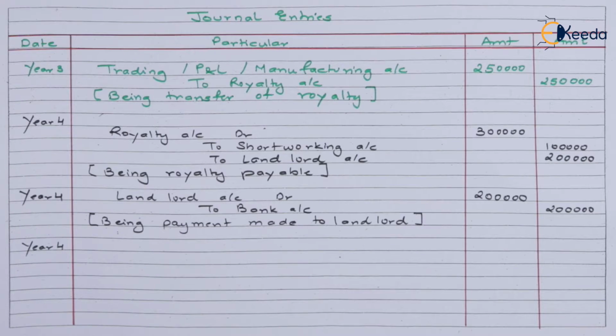Now the next entry will be transfer of royalty. Once the payment of rent is done, royalty has to be transferred. Again the entry will be trading account debit or profit and loss account debit to the royalty account, which will be again 3 lakh rupees.